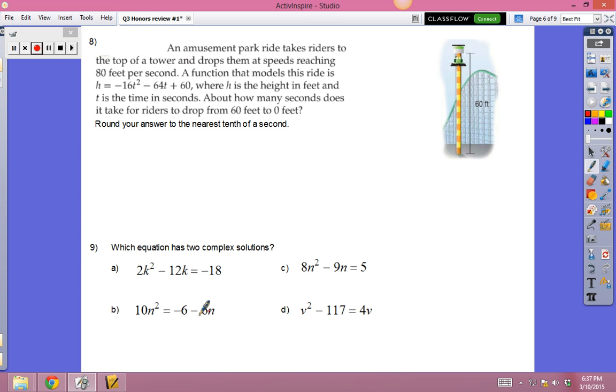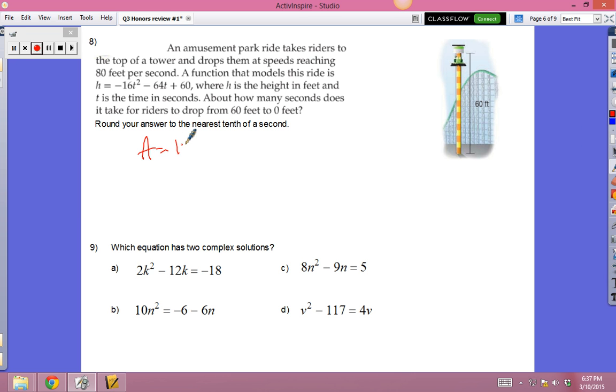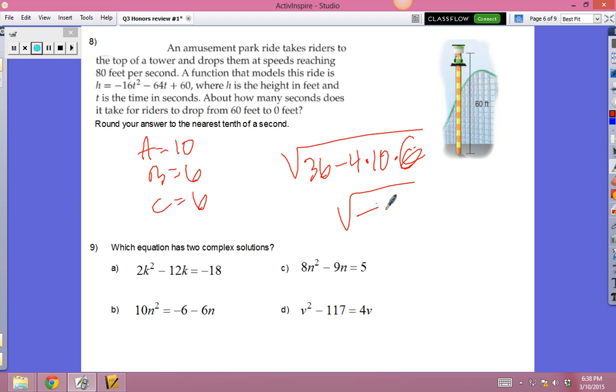Okay, B. A is 10, B is 6, C is 6. So under the square root we have b squared, that's 36, minus 4 times A times C. So 36 minus 4 times 10 times 6. Under the square root is negative 204, and that is the one that's going to give me imaginary roots because of the negative. So 9 is B.